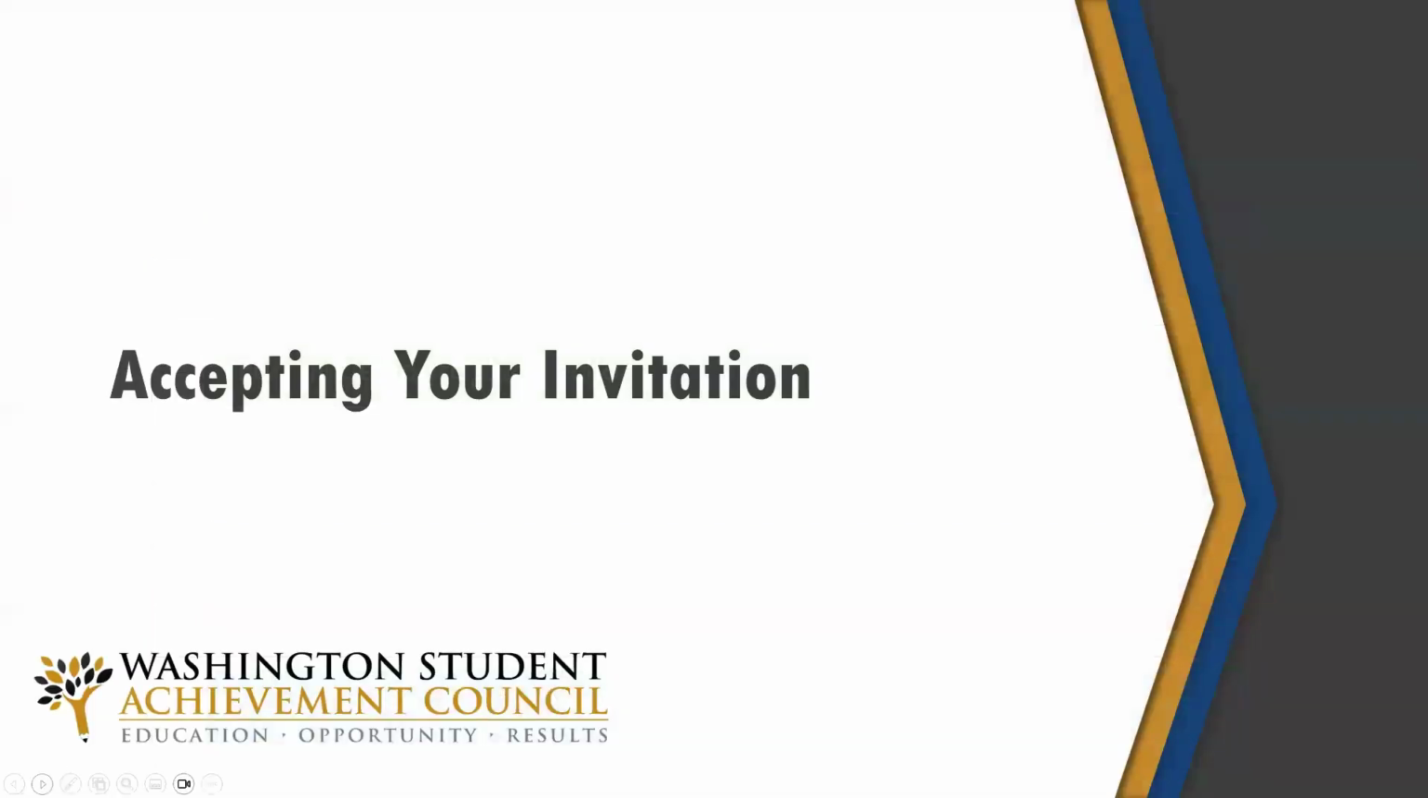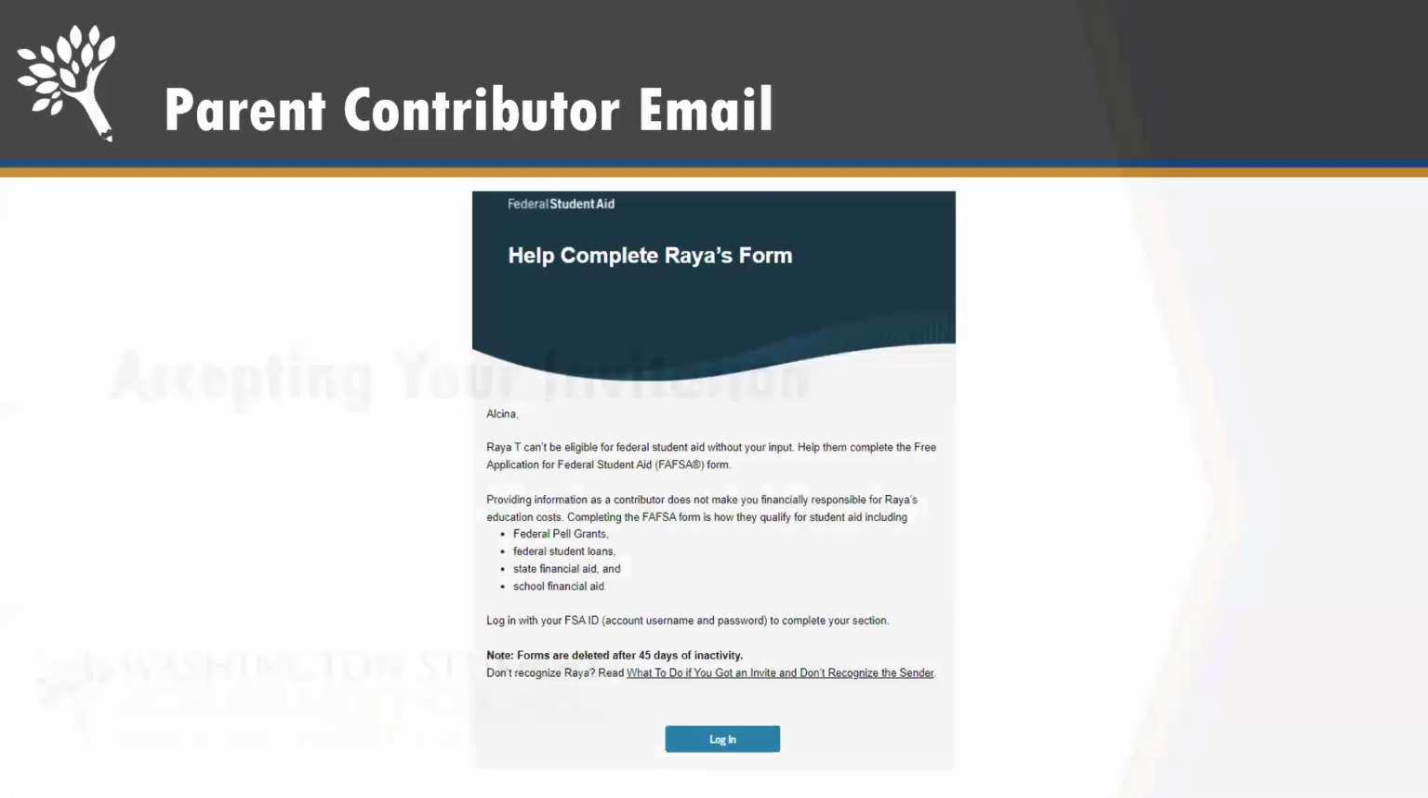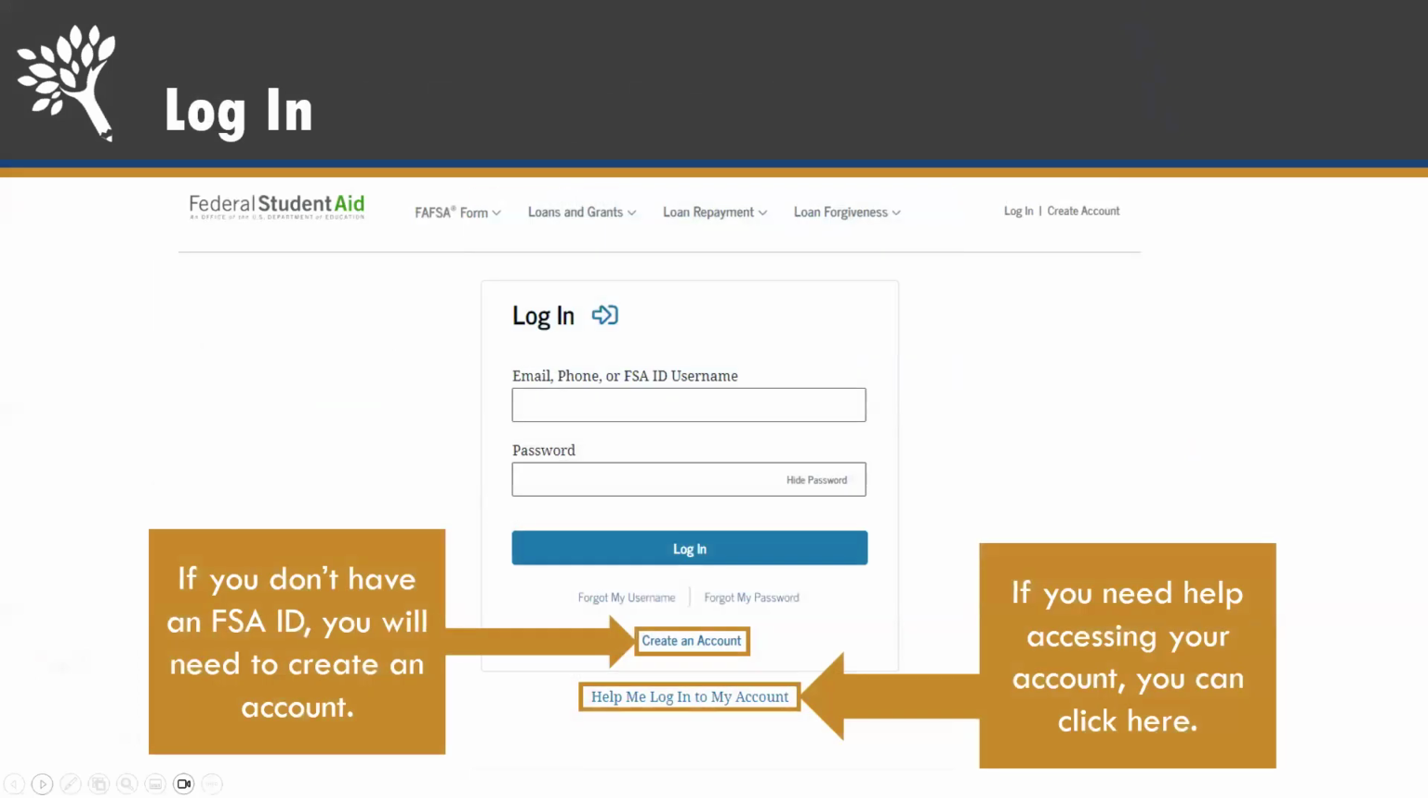So the first thing you're going to receive is an invitation from your student that says, hey, your student needs help applying for financial aid. And it tells you a little bit of the information as well as that you need to log in with your FSA ID. And so you'll click on the link and the link will take you right to your login.